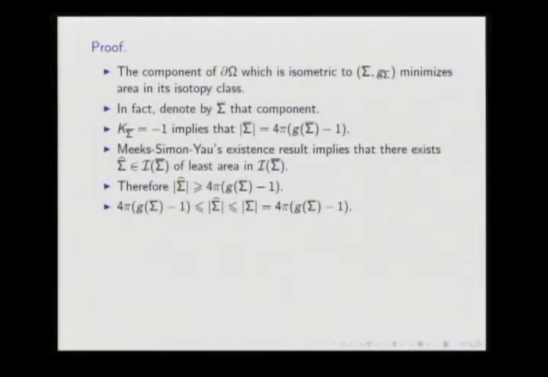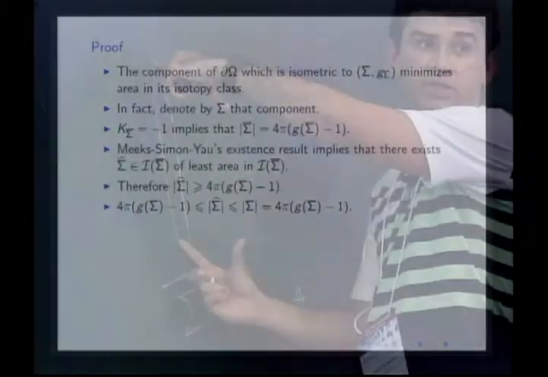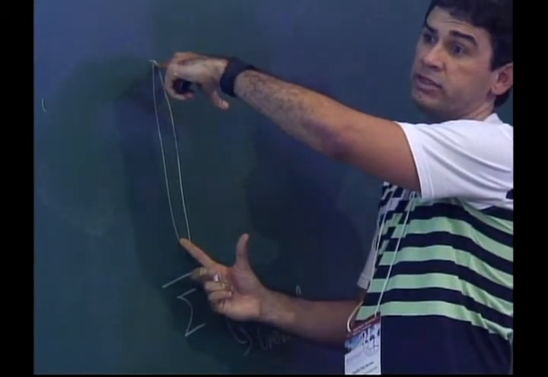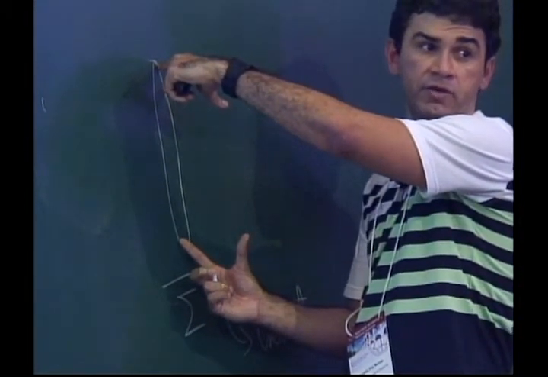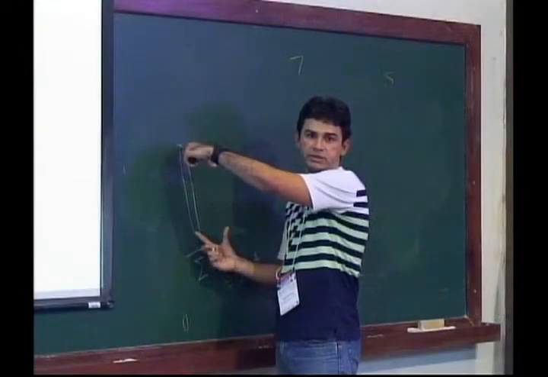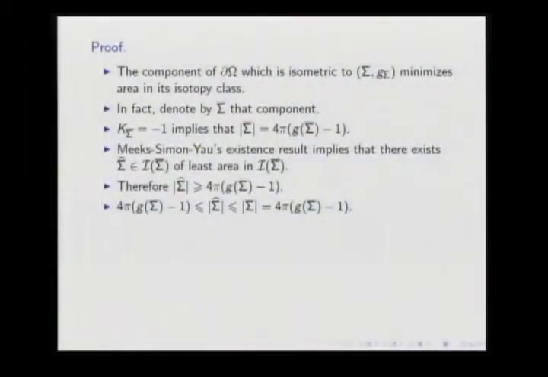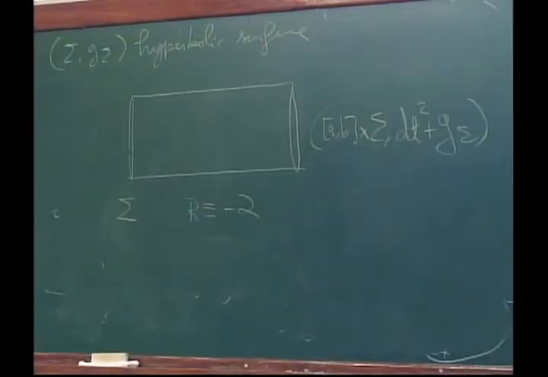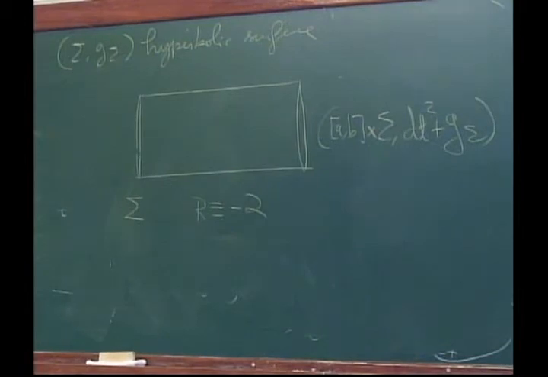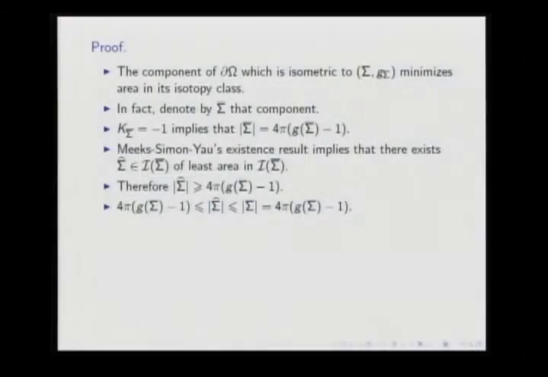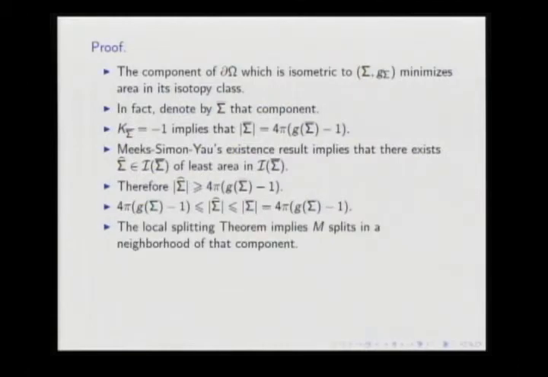So the idea is very simple. It's because here we begin with the maximum possible value for the area of a hypersurface with minimized area in a manifold with scalar curvature greater than or equal to minus 2. So if you look for the surface of least area in this isotopic class, and we begin with the maximum area, this surface will be the minimizer. Okay, so the surface is a minimizer.